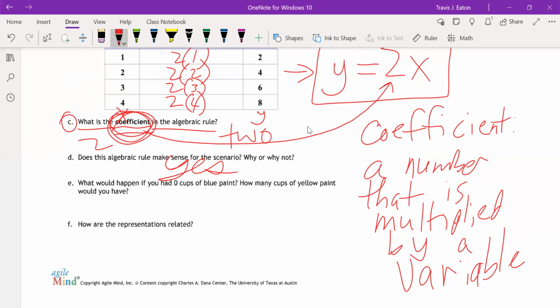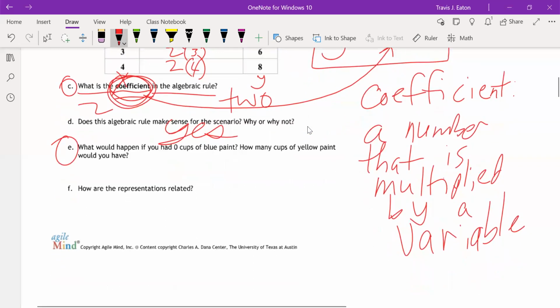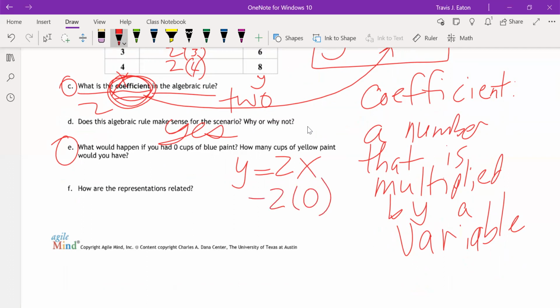Now, question E. What would happen if you had 0 cups of blue paint? How many cups of yellow paint would you have? Well, let's see here. Remember, y is equal to 2x, and x represents our number of cups of blue paint. So if we replace that x with 0, then that would be 2 times 0 equals y. And so, of course, 2 times 0 is 0. So how much yellow paint would you need? 0 cups. Because if you don't use any blue paint, you're certainly not going to use any yellow paint to make that shade of green.